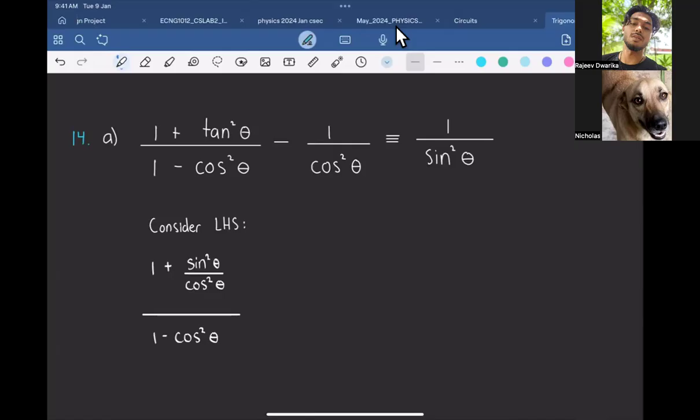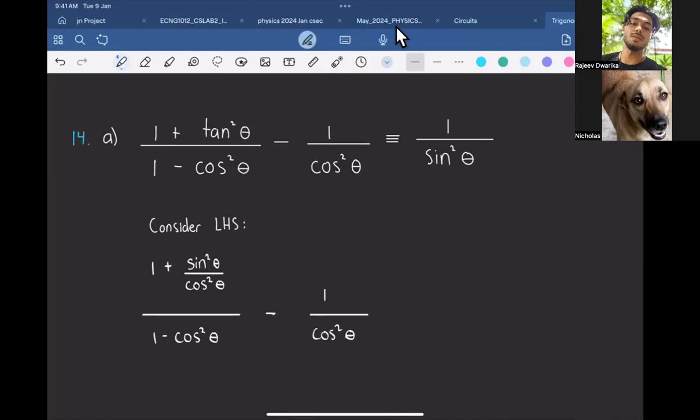What I look like I might have to change it to 1 minus cos squared theta, but sine squared theta. Let's not be too fast. Let me see how the question is going first. All right. And then we're going to subtract that from 1 over cos squared theta.